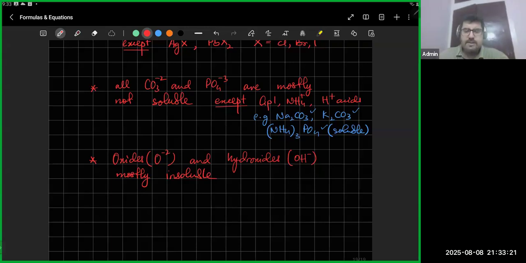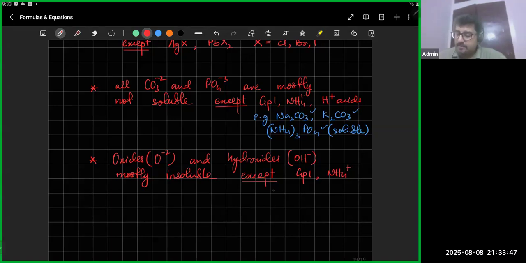So most of them are insoluble. Again, except one is soluble in group 1 and NH4 plus 1, right? Acids don't have OH ions or oxides, so we can ignore that. Group 1 and NH4 plus 1 are always soluble.